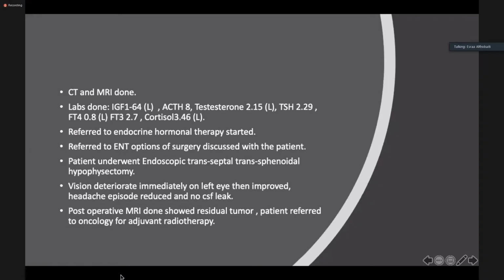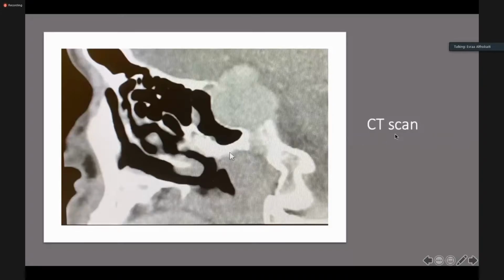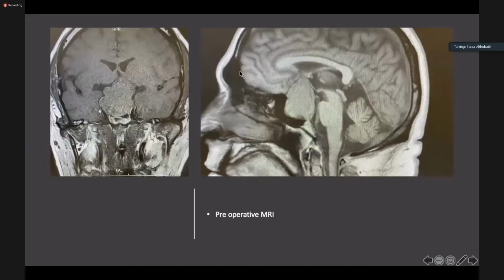CT and MRI were done. This is the CT scan, axial sagittal view, showing a huge mass, more than 1 centimeter, extending into the suprasellar region. And here we have two views of the MRI, T1 MRI. This is a coronal view showing this mass, more than 1 centimeter, extending in the suprasellar area, compressing the third ventricle and the optic chiasm. And this is another view showing the same finding.